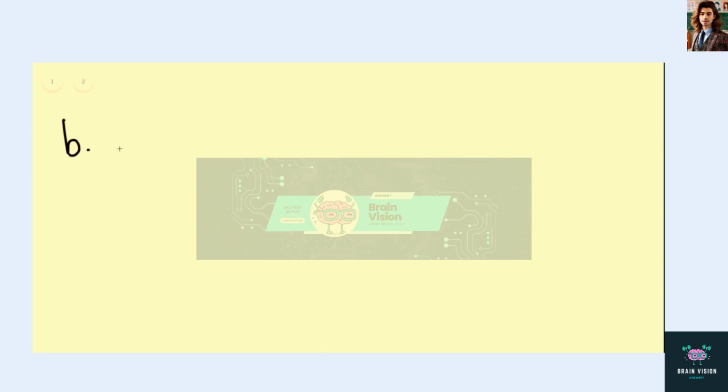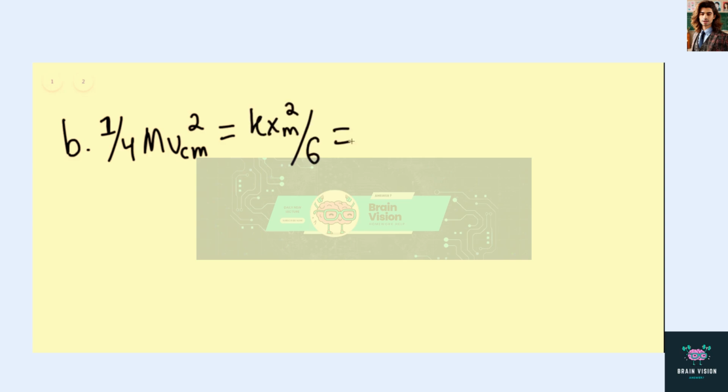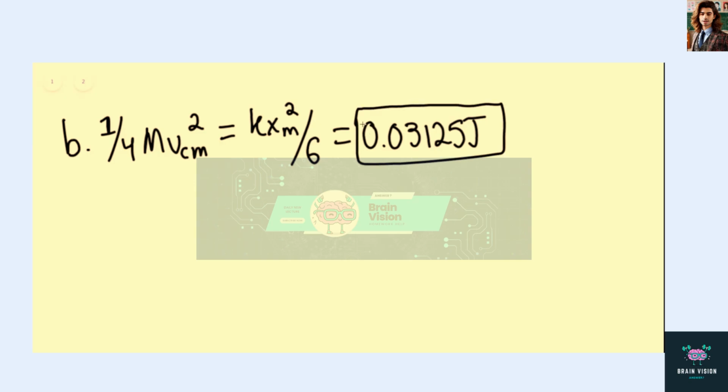For part B, the rotational kinetic energy, 1/4 times m times v_cm squared, would be equal to the spring constant times the amplitude squared divided by 6. This is equal to 0.03125 joules. And so this would be our answer for the rotational kinetic energy as it passes through equilibrium.